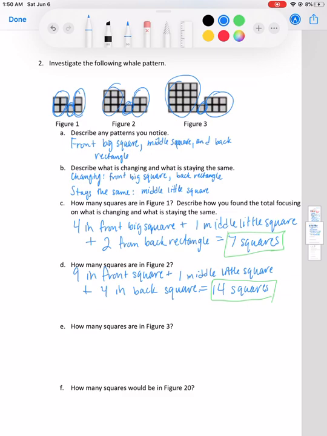Okay, part E, how many squares are in figure 3? We have 16 in the front square. We have 1 middle little square still. We have 6 in the back square, back rectangle. Can we add those up? 16 plus 1 is 17, plus 6 is 23 squares.